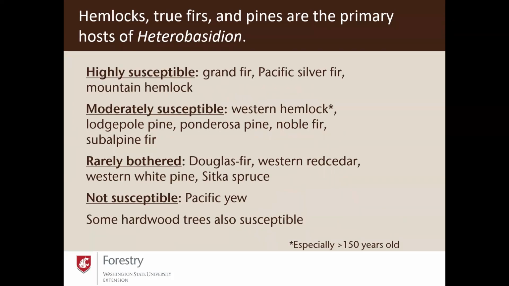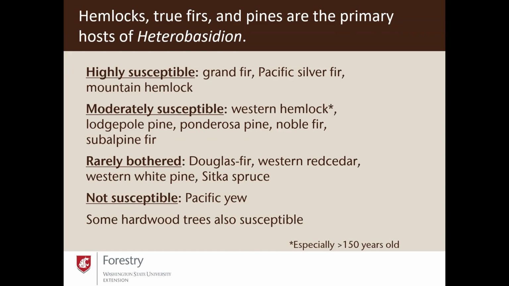And it's the hemlocks, the true firs, as opposed to the Douglas fir, and the pines that are the primary hosts of this disease. So grand fir, Pacific silver fir, and mountain hemlock are particularly susceptible. Western hemlock, especially older hemlocks, can start to accumulate a lot of damage from this disease. Lodgepole pine, ponderosa pine, and our other true firs, noble fir and subalpine fir, are moderately susceptible. I mostly see this in the wild in Western hemlock. If I find a hemlock with root disease, most of the time it's going to be Heterobasidion. Douglas fir, cedar, Western white pine, and spruce are rarely bothered by this disease. And Pacific yew is not susceptible.